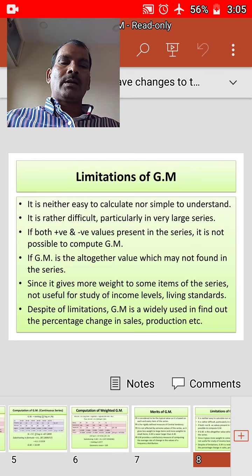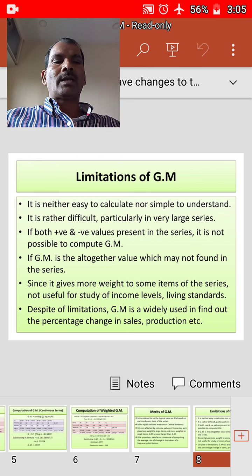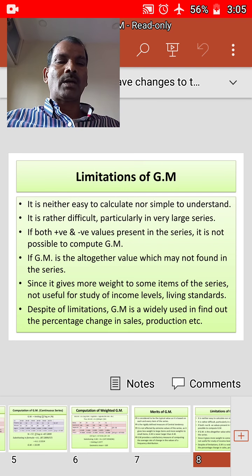Okay, and lastly we have, since it gives more weight to some items of the series, it is not useful for the analysis of certain economic problems such as study of income level, study of living standards, etc. In such studies, disparities between small and large items will have to be brought out clearly.